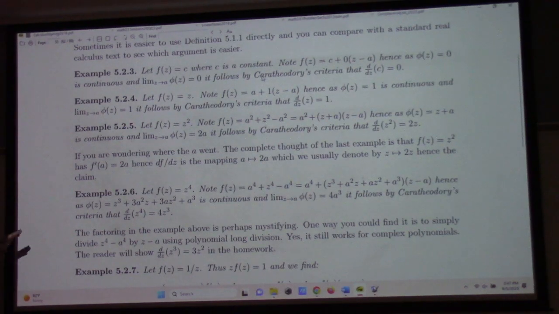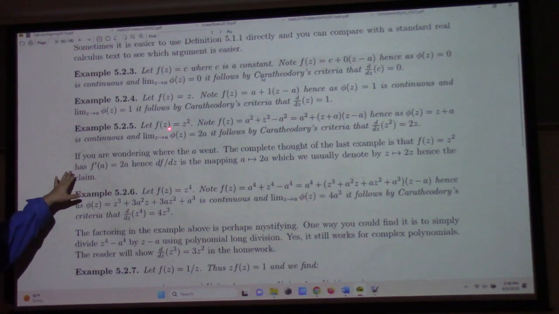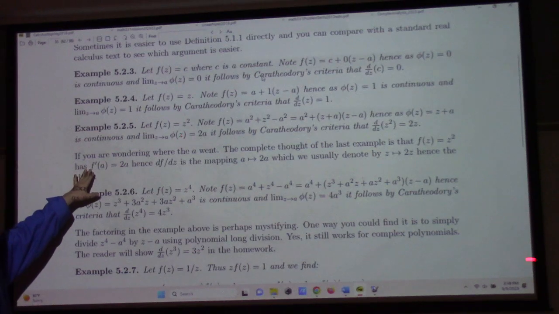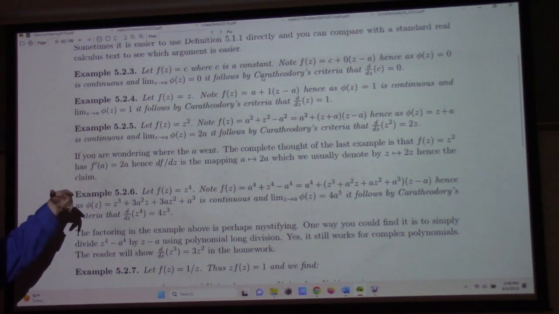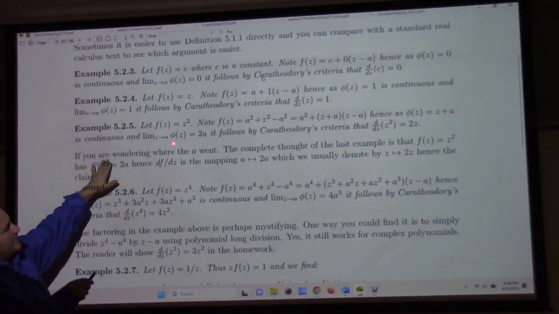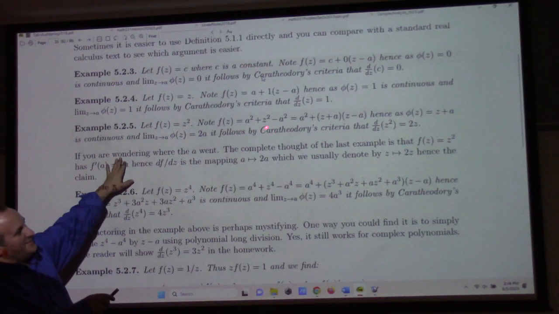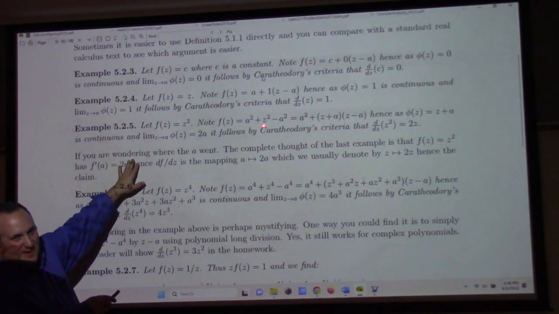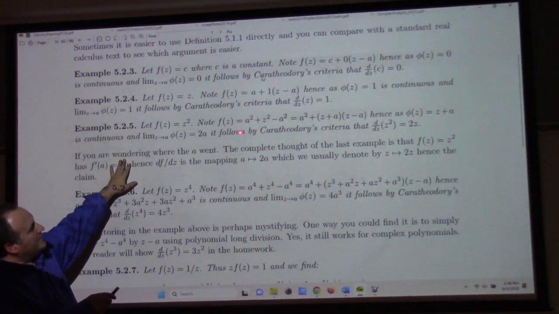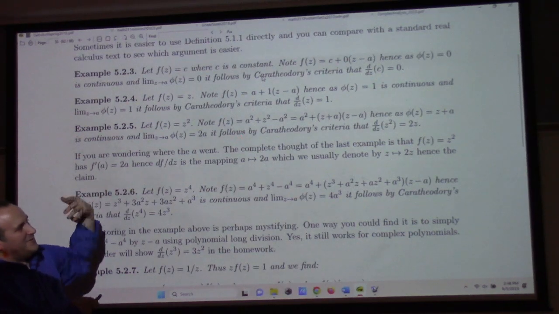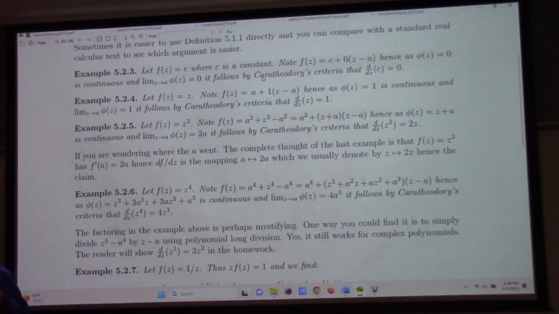Look, here's the proof of the derivative of z squared in the Caratheodory approach. We did the limit over there, right? Here's my f of z. Now, admittedly, finding the phi of z is sometimes a little bit sneaky. So in that sense, I don't think Caratheodory is a good way to calculate derivatives. It's a wonderful way to prove theorems about derivatives.